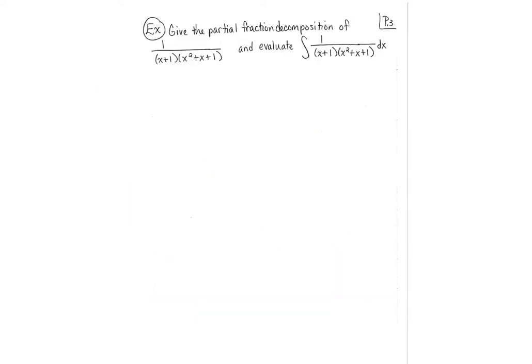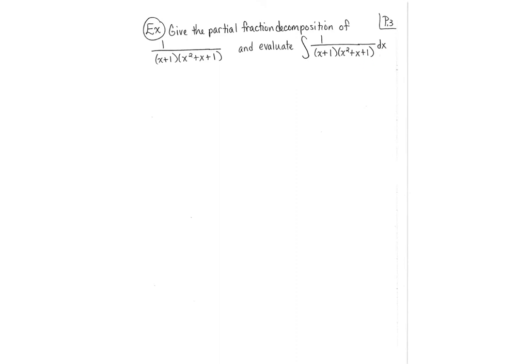Let's look at another example. Now we want to give the partial fraction decomposition of 1 divided by the quantity x plus 1 times the quantity x squared plus x plus 1, which is an irreducible quadratic. After we've found this partial fraction decomposition, we're going to evaluate the integral of 1 over x plus 1 times x squared plus x plus 1 dx.